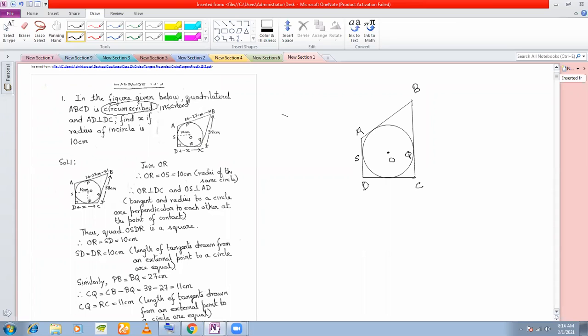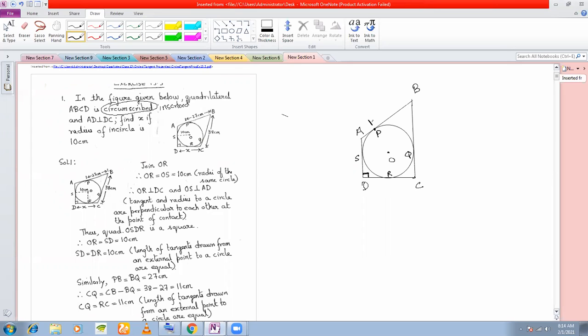Now let's see what is given. ABCD is a quadrilateral in which a circle is inscribed. And AD perpendicular to DC. That means this angle is given to be 90 degree. Find X if the radius of the incircle is 10 centimeters. What does that mean? Okay, this point is also given to you. 3 points of contact. And this point is also given to you. There are 4 points of contact. PQRS are 4 points of contact.